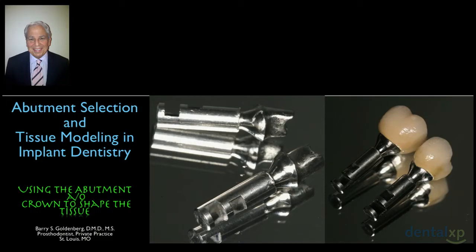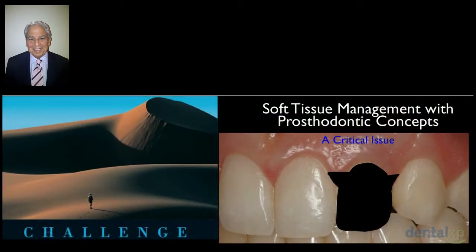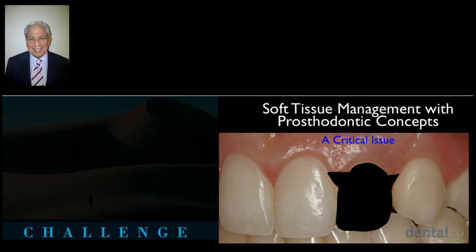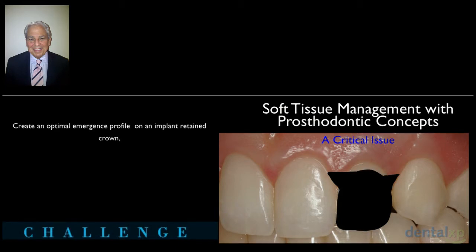I'm here today to talk about abutment selection in tissue modeling and implant dentistry. Basically, I'm going to be talking about shaping of the tissue. We know this is a challenge for us, and we know that there are certain things we have to accomplish. The first is an emergence profile as the crown is emerging from the tooth. We're not only dealing with the white, we're dealing with the pink aesthetics as well.